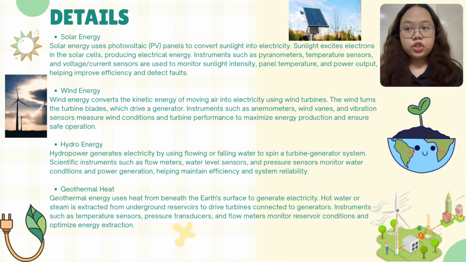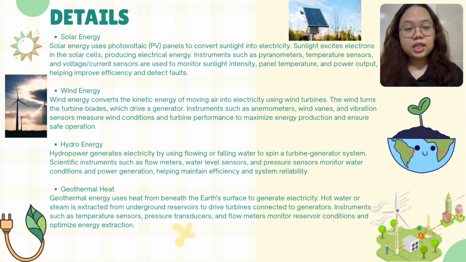Meanwhile, wind energy converts the kinetic energy of moving air into electricity using wind turbines. The wind turns the turbine blades, which drive a generator. Instruments such as anemometers, wind vanes, and vibration sensors measure wind conditions and turbine performance to maximize energy production and ensure safe operation. Furthermore, hydropower generates electricity by using flowing or falling water to spin a turbine generator system.